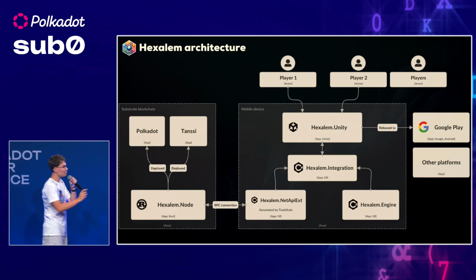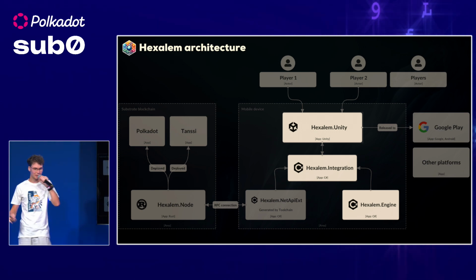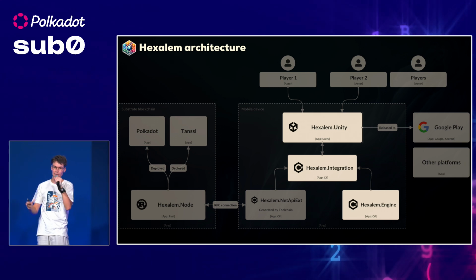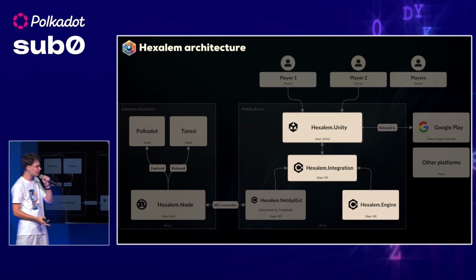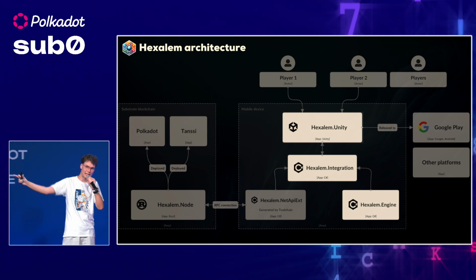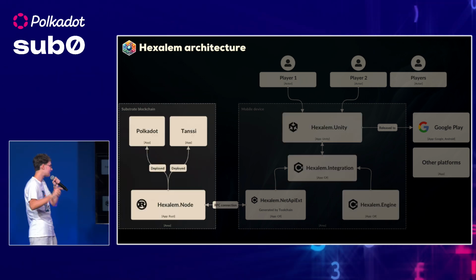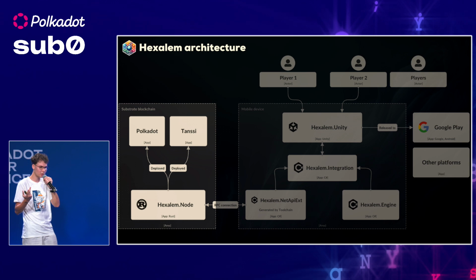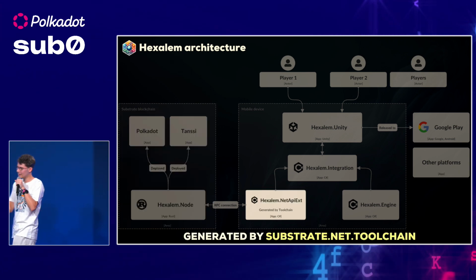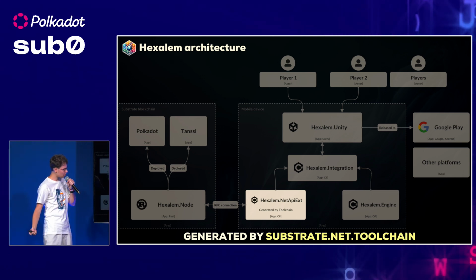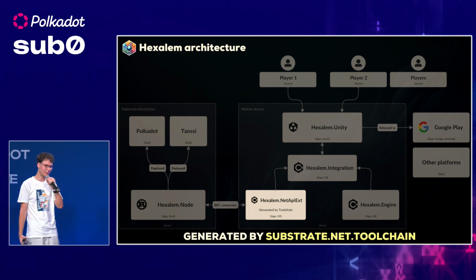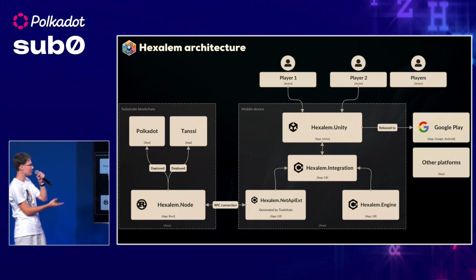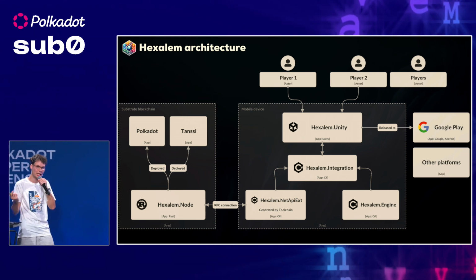And it works like this. Typically, if you were building a Unity game, you would have the Unity UI. Then you would have the C# client engine with the logic of the game. And if you are building a multiplayer game, you would also have some sort of a project in the middle with the integration to the centralized backend server to handle the multiplayer logic. But because we are building a fully on-chain game, our backend is actually the sub0 blockchain. So we made our own node, which can be deployed to, for example, Polkadot or Tanssi or any other service. And then we generated the code with the sub0 net toolchain to get the C# representation of our chain. And when we connected it all together, it formed the Hexalem game, which can now be played by players and can be released to Google Play and other platforms.